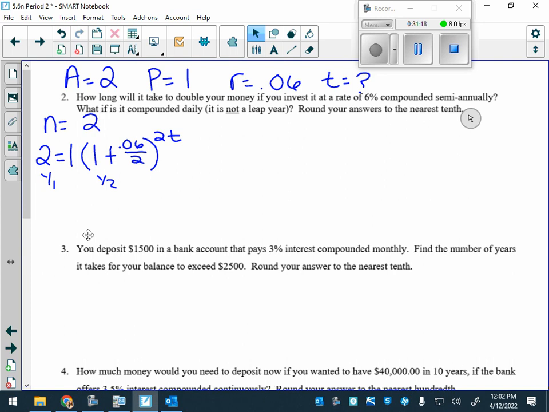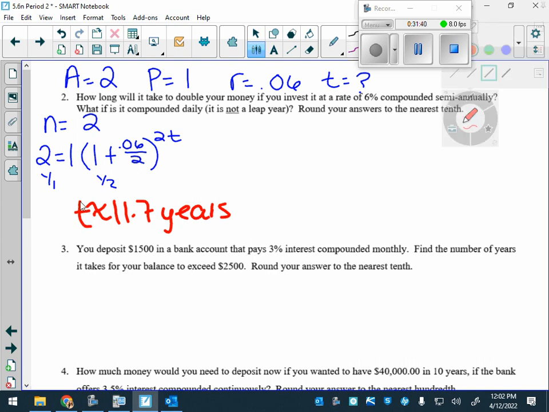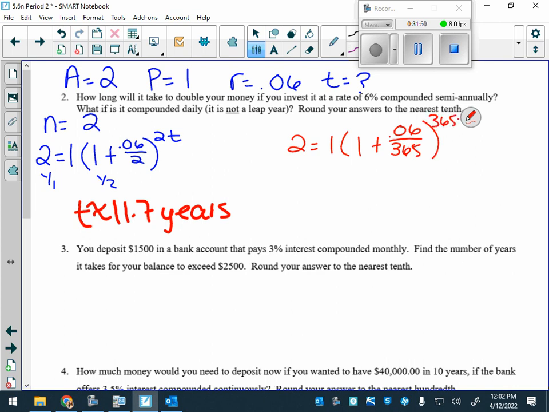So your T, 11.7 years. So if we look at the second question, what if it's compounded daily? What are we changing? Yeah, Andrew. The end value. We're going to change the end value to T. You guys do that one out and let me know what you get.